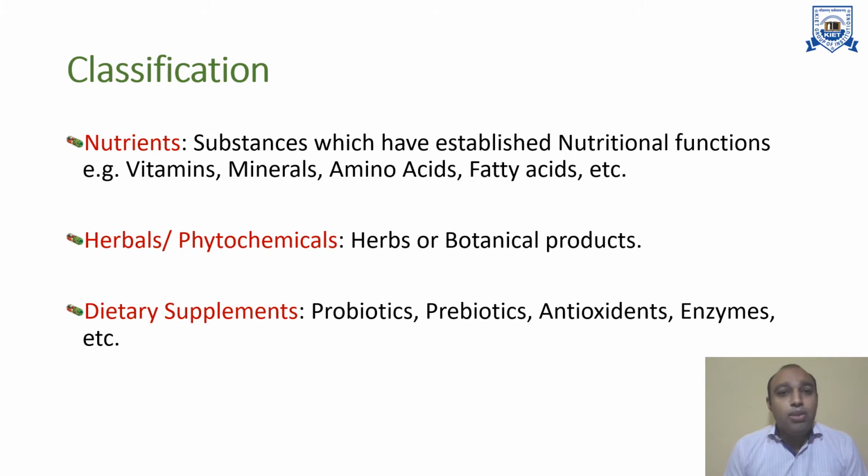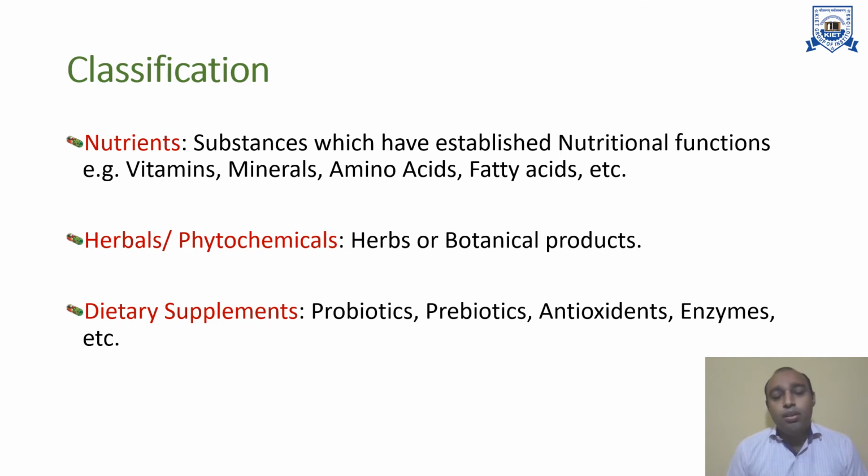Now, talking about the classification of nutraceuticals, we can classify them broadly into three categories: nutrients, herbals and phytochemicals, and dietary supplements. Nutrients include vitamins, minerals, amino acids, fatty acids, and similar substances. In herbals and phytochemicals, we have learned many herbs and botanical products like aloe vera, curcuma, clove, ginger, rhubarb. There are many herbals which we have learned in other subjects like pharmacology. There are dietary supplements also: probiotics, prebiotics, antioxidants, enzymes.